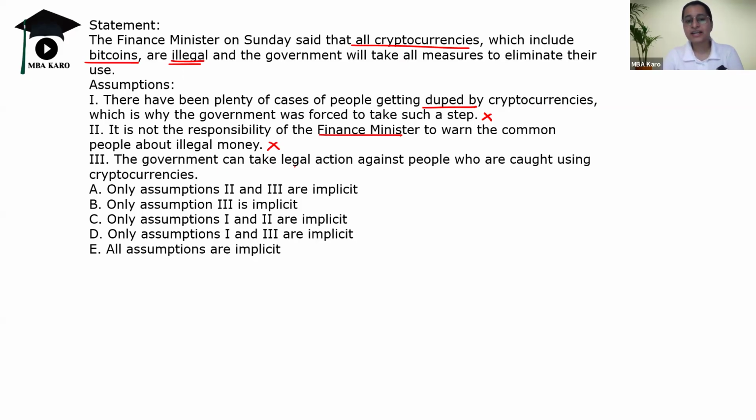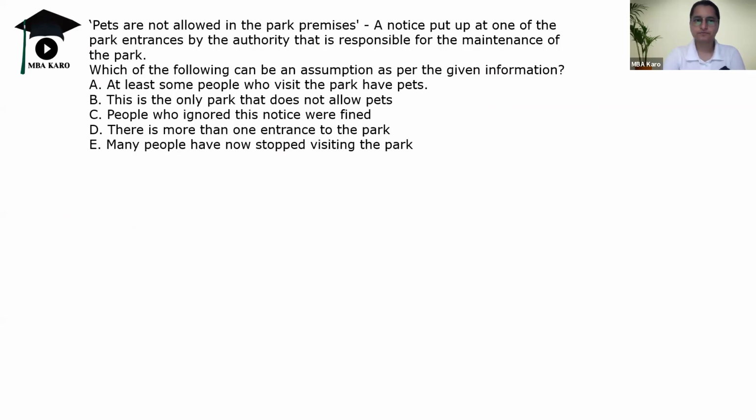The last one says, the government can take legal action against people who are caught using cryptocurrencies. The government is doing this. It will take all measures to eliminate their use. Why? Because the government can take legal action. The government has the authority to do it. That's why it is doing it. So this one is implicit. So the correct answer is only the third is implicit, right? Next one.